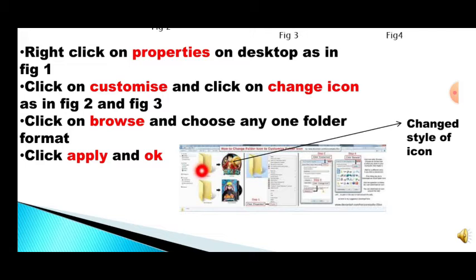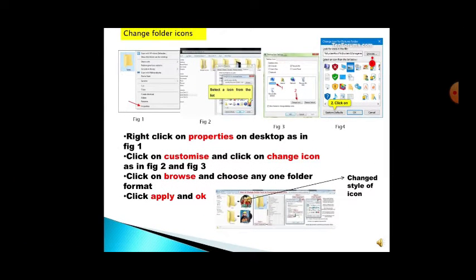Somebody has changed this folder to this folder, meaning this is a gaming folder. So no need to search for this folder always. Once you do it like this, it is easy to track the folder. After this, it has been changed like this. Hope you understood this. Again, I'll tell you: right click on properties, click on customize, click on the change icon, click on browse, choose the folder format, apply and OK.